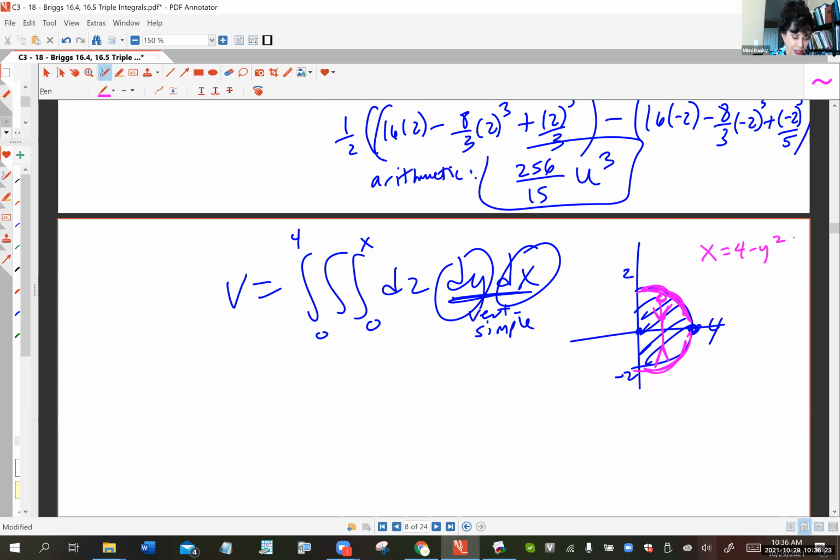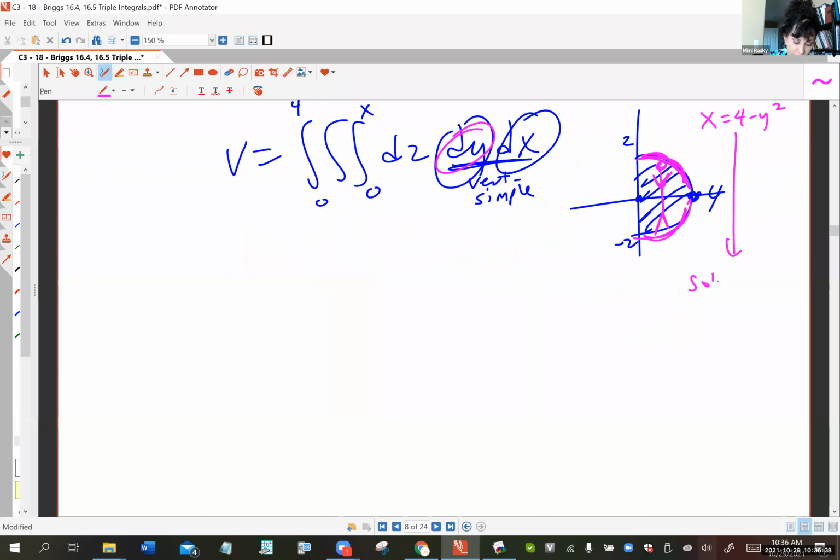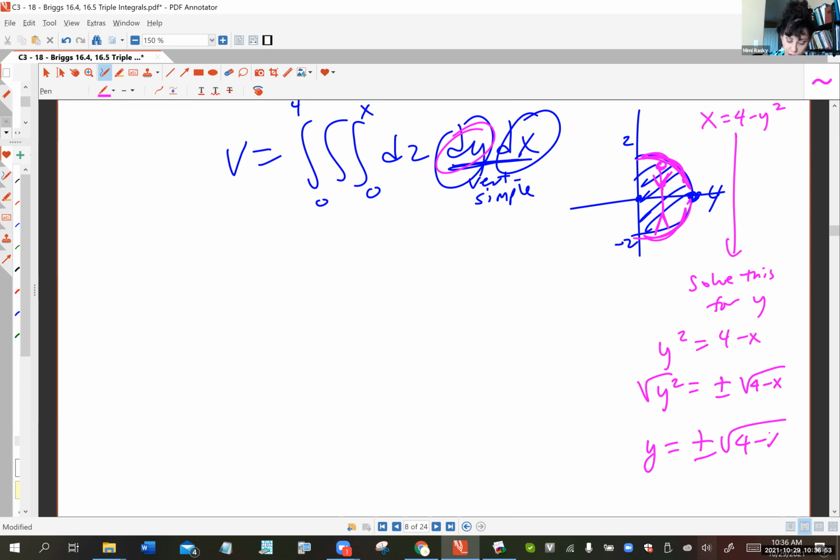You can't put 4 minus y squared here because, first of all, that's going to violate one of the rules of iterated integrals where one of the variables of the limits matches the variable of integration. So that's not good. What you're going to do is solve this equation for y. So I'll add y squared to both sides, and then subtract x from both sides. Then I'll take the square root of both sides. Don't forget your plus or minus. And then I get two answers: positive square root of 4 minus x and negative square root of 4 minus x.